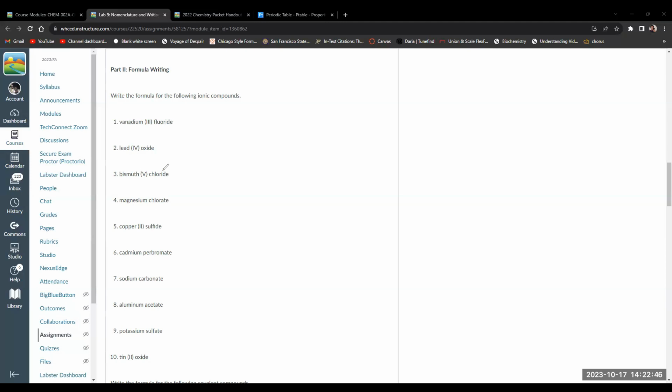Let's do number 3. Bismuth V chloride, or 5 chloride. So that Roman numeral means we are working with a transitional metal. So we know where to look to find bismuth in the transitional metals region on the periodic table.